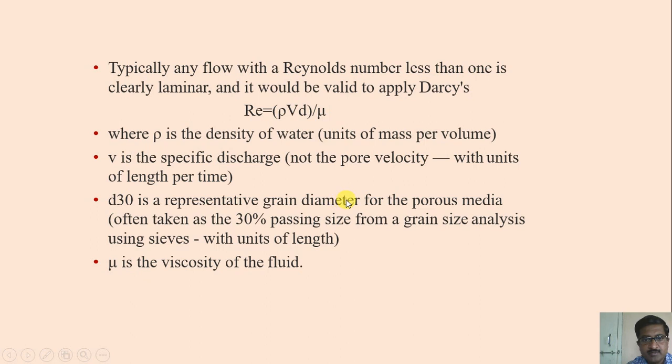representative grain diameter. So actually here, for a porous media it is often taken as the 30% passing size from a grain size analysis using sieves, with units of length. Now you are aware of the sieve analysis, how the codes specify the sieves. So mu is the viscosity of the fluid.